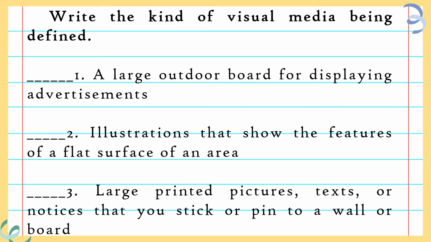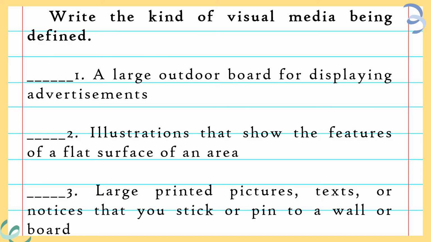Okay, so right now you are going to write the kind of visual media being defined. So who can tell me? Number one, a large outdoor board for displaying advertisements. Wow, that is correct. It's a billboard. Next one, illustrations that show the features of a flat surface of an area. Correct. It's a map. Next, we have the large printed pictures, texts, or notices that you stick or pin to a wall or board. Very good.